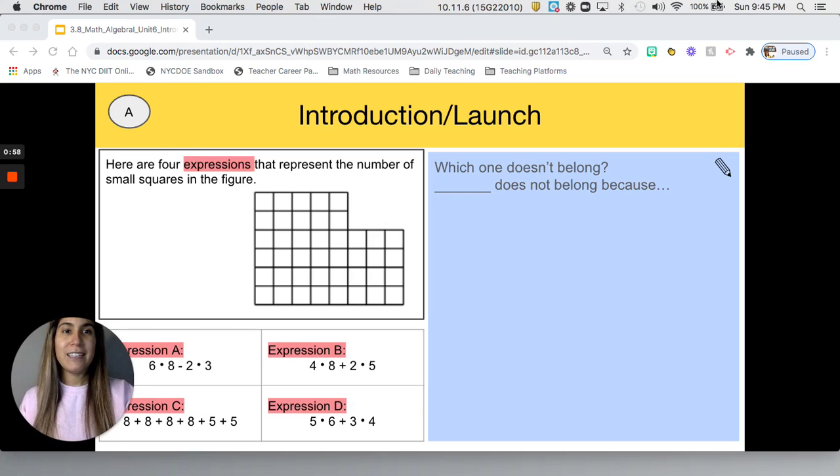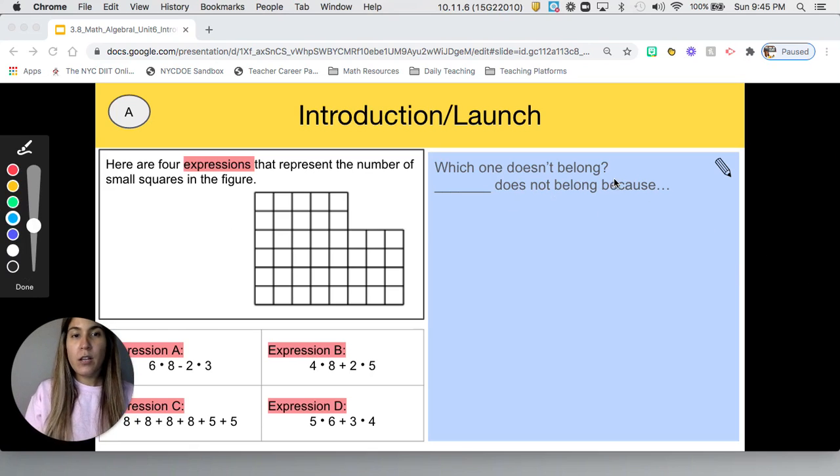Okay, so after analyzing that piece of information, we can go ahead and see what it is asking. It's asking me, which one doesn't belong? Which one does not belong? And here it says blank does not belong because here I want to know the why. So we are going to analyze this pattern and see which of these expressions does not fit this pattern.